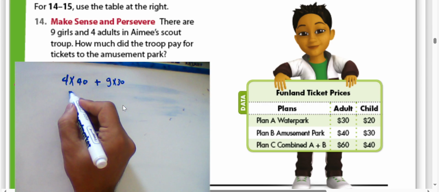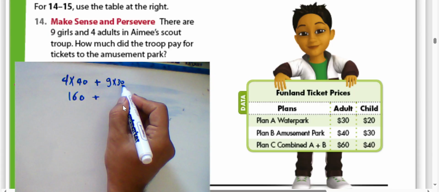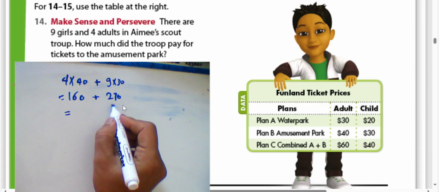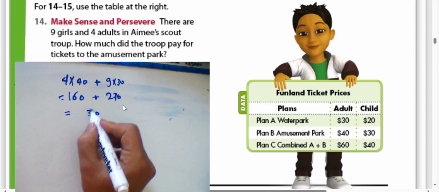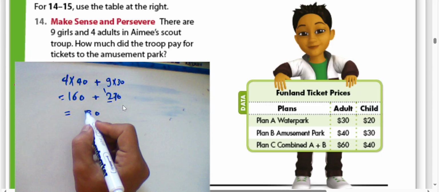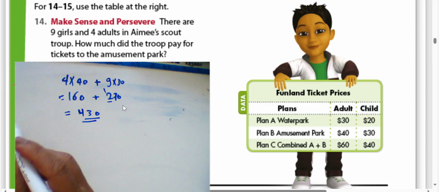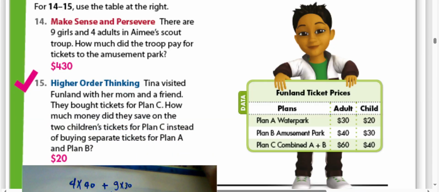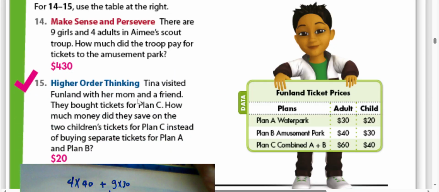Then 4 times 40 equals 160. And write 0; 3 times 9 is 27. We can add together. Right, 0 plus 0 equals 0, 7 plus 6 is 13, 3 and carry 1, 2 plus 1 is 3, 3 plus 1 is 4. And the result will be $430. $430, okay? First question. Second question.